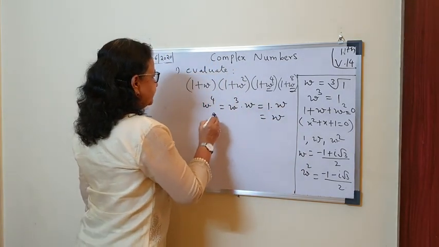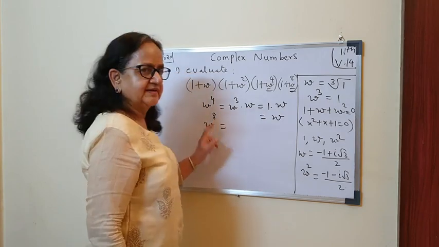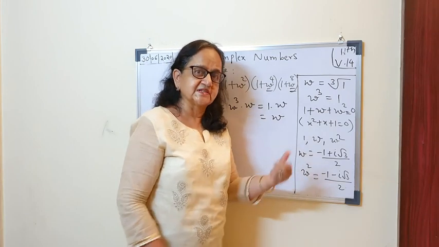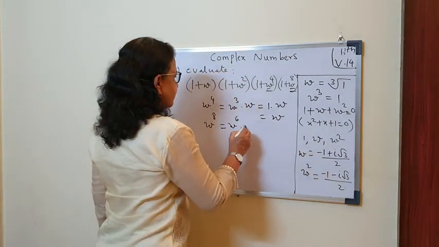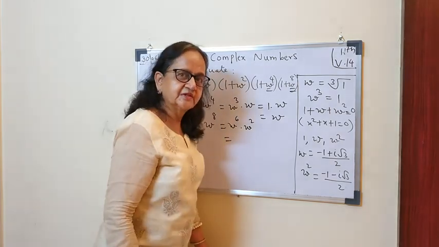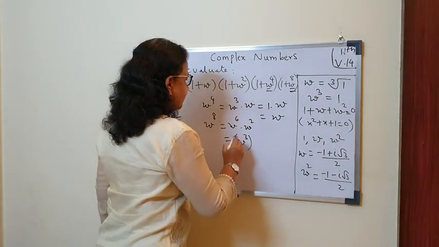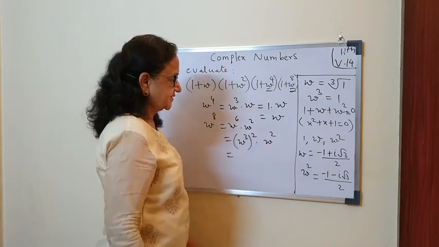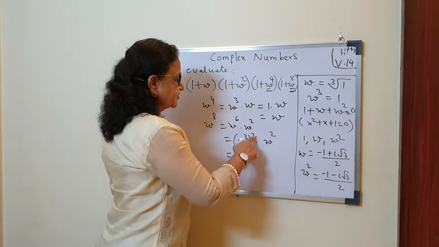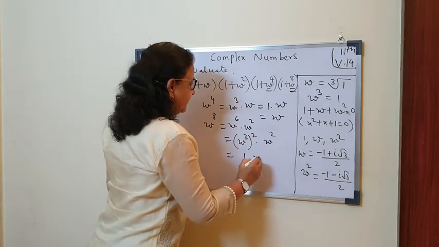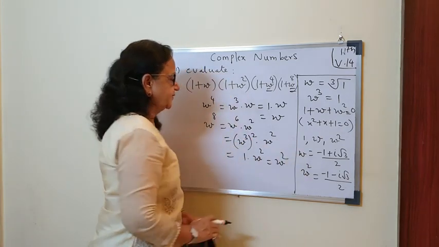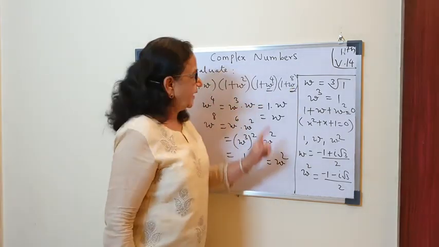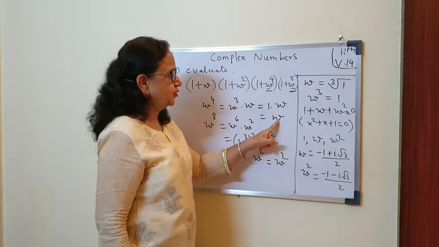Omega raised to 8. Now 8 is not a multiple of 3. So you go back, 7 is not, 6 is. So you write omega raised to 6 into omega raised to 2. Now omega raised to 3, raised to 2, into omega square. 3 twos will make it 6. But omega cube is 1, 1 square will be 1, 1 into omega square, and so that is omega square. So omega raised to 8 has the value omega square, and omega raised to 4 has the value omega.